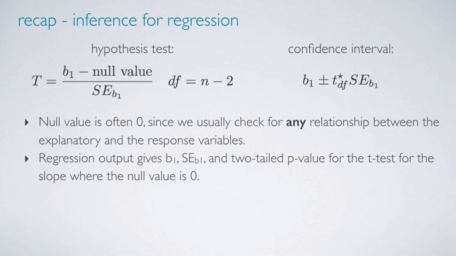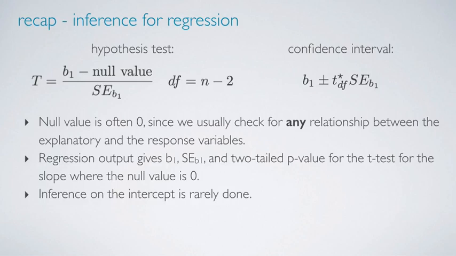And also note that the regression output gives us B1, our estimate for the slope, the standard error for that estimate, and the two-tailed p-value for the t-test for the slope, where the null value is 0. So if this is the standard test that you're trying to do, you shouldn't have to do any hand calculations and should simply be able to make your decision on the p-value that is given to you on the regression output.